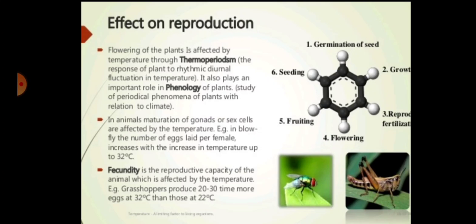Likewise, in grasshopper species Melanopus and Camnula pellucida, when reared at 32 degrees centigrade, produced 20 to 30 times as many eggs as those reared at 20 degrees centigrade. On the other hand, fecundity of certain insects such as the cotton stem weevil was found to decline with an increase in temperature beyond 32.8 degrees centigrade.